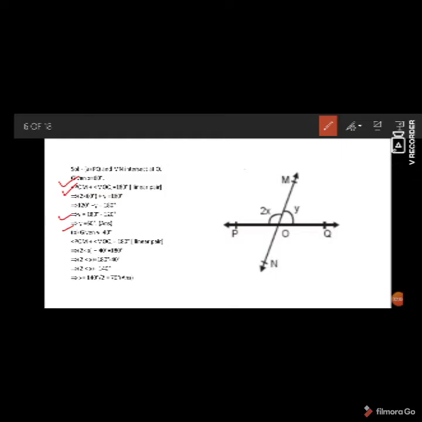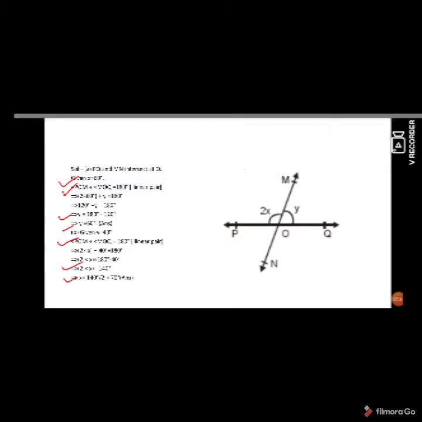Now the next one was, when y is equal to 40, we have to determine the value of x. Again POM and MOQ, these two angles give us 180 degree as they are in linear pair. So 2x plus 40 is equal to 180. 2x is equal to 180 minus 40, that is 140. So x is equal to 70 degree. So when y is 40 degree, x is 70 degree.